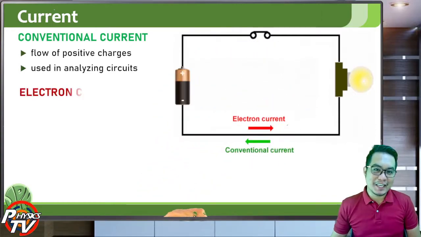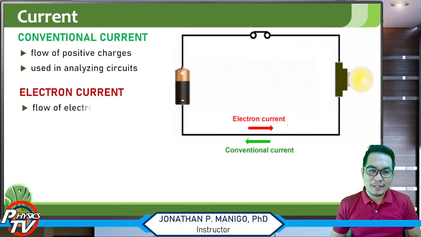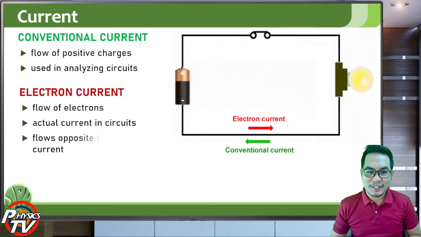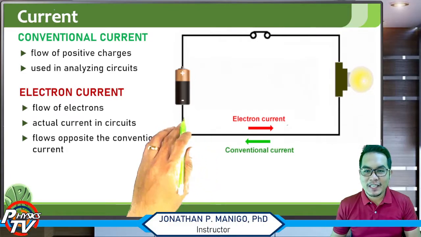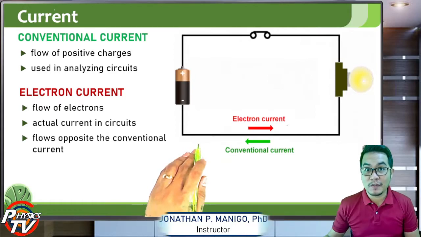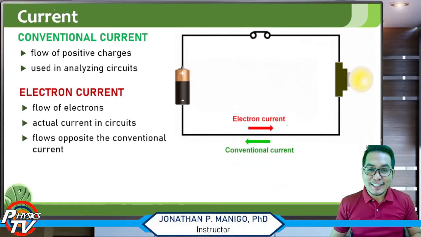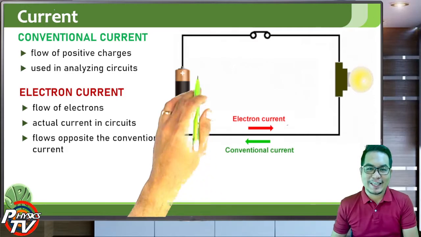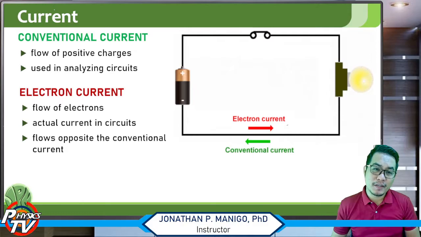But in reality, in an actual circuit, it's actually the electron current that flows in the circuit. So this is the actual current in circuits, and it flows opposite the direction of the conventional current. So the electron current, since this is a flow of electrons, flow of negative charges, it flows in the opposite direction. But since the electrical engineers, the electricians already use this convention that the current flowing in a circuit is the conventional current, then we'll just use the convention. So blame the electrical engineers for this.